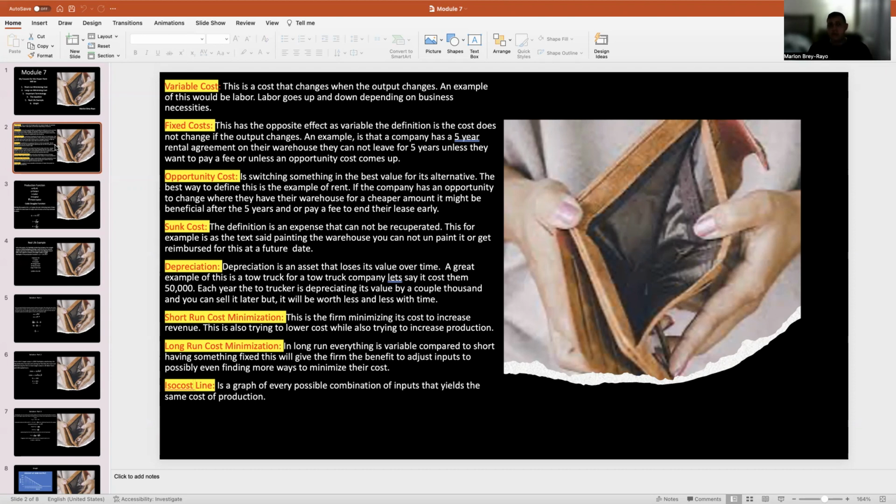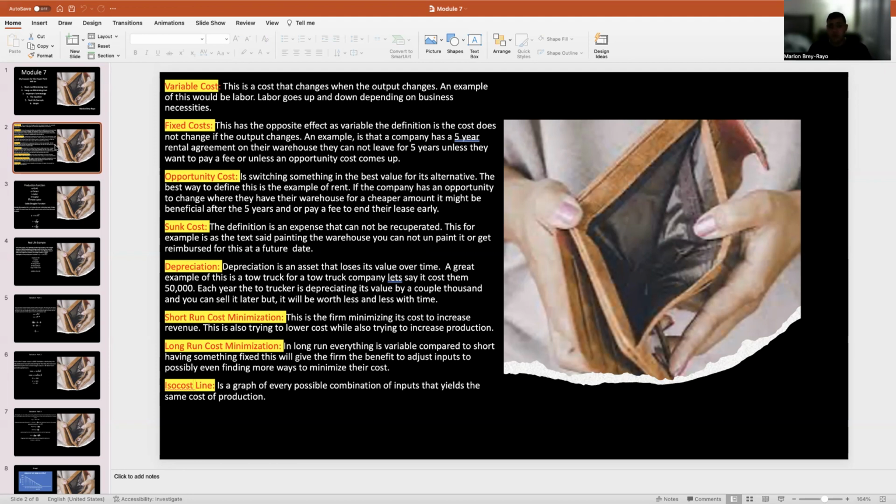A sunk cost is something like paint. That's what the book gave, a good definition, and it makes sense. Once you put paint on something, you can't take it off. Depreciation. If you're familiar with accounting, your assets have a depreciation cost, or depreciation that goes down with them.